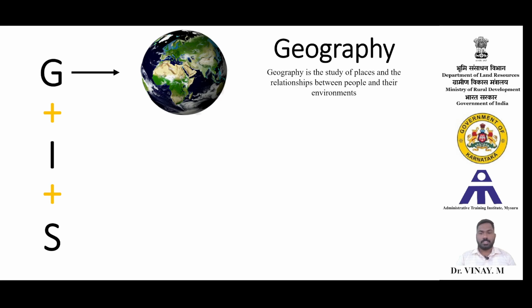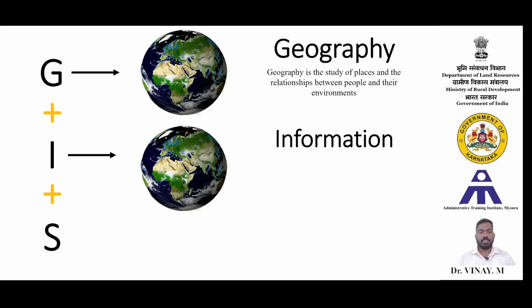The word G is nothing but geography. That means we are going to study about the geography. Geography is nothing but the earth. Geography is the study of places and the relationship between people and the environment. Then what about I? I is the information. What are all the information at the particular geographical location that we are going to study?